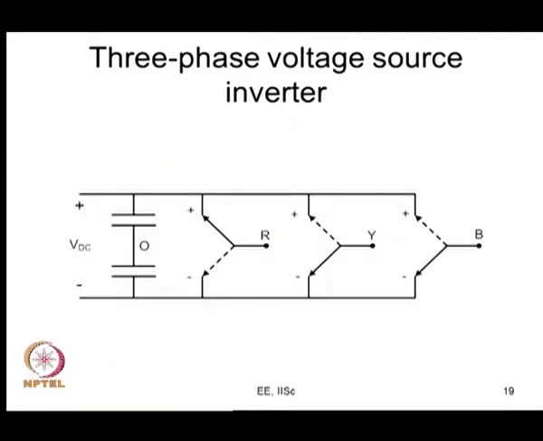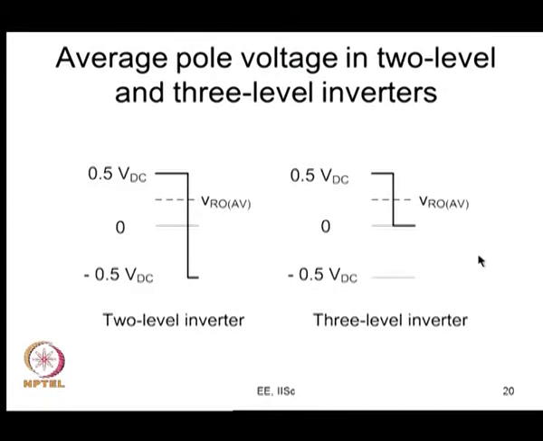Now, if you look at a 3 phase voltage source inverter, you have VR, VY and VB. You want an average output voltage in a particular subcycle, which is a small duration of time. In a 2 level inverter, to get this average, you are going to apply 0.5 VDC for some time and minus 0.5 VDC for the remaining time, whereas here you are going to apply 0.5 VDC and 0 to realize the same average voltage.